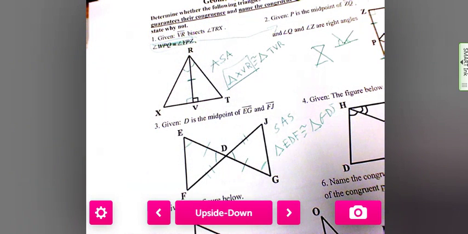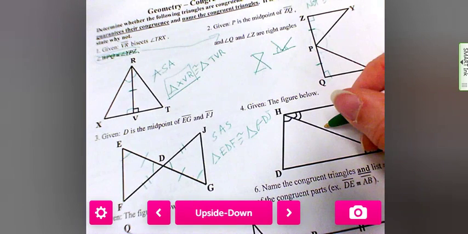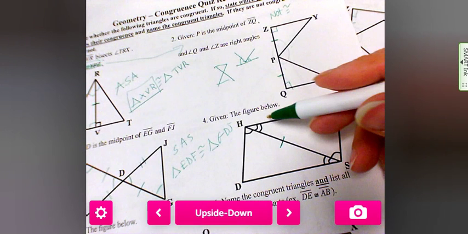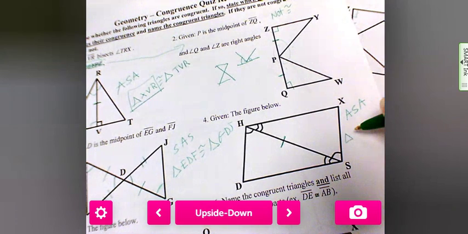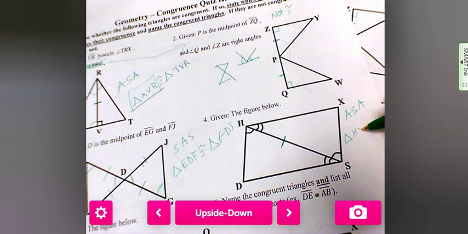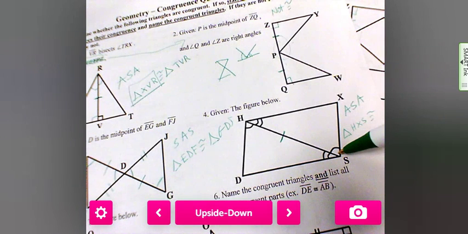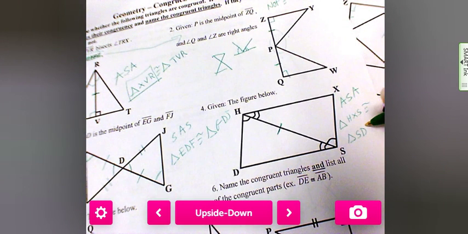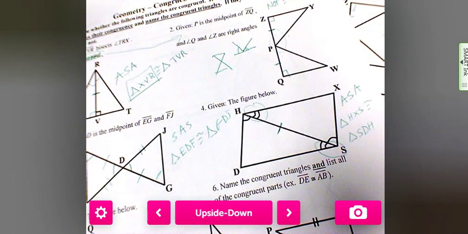Okay. Number 4. These are congruent by reflection. So this is angle, side, angle is why this is congruent. And then let's try this one. Triangle HXS is congruent to triangle what? I said HXS is congruent to? SDH. Right? Because this angle right here is congruent to that angle right there. Just be careful. Go slow.